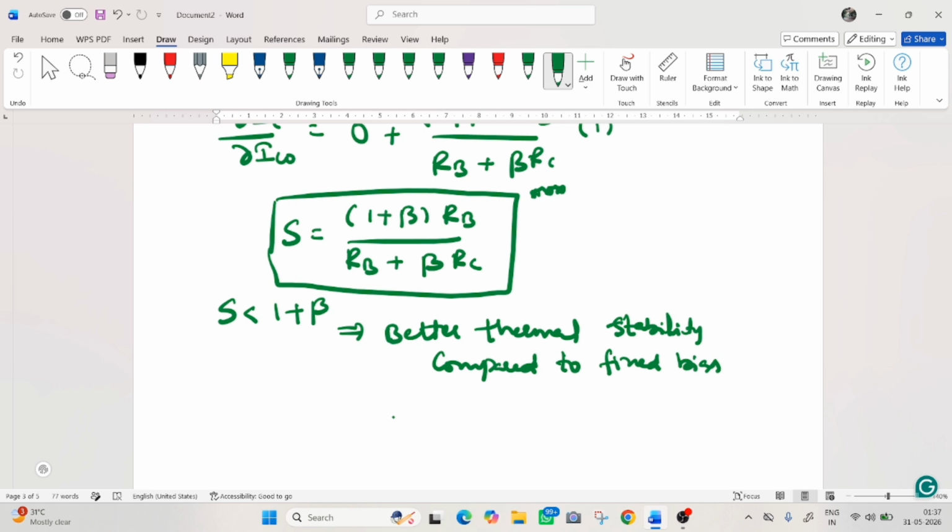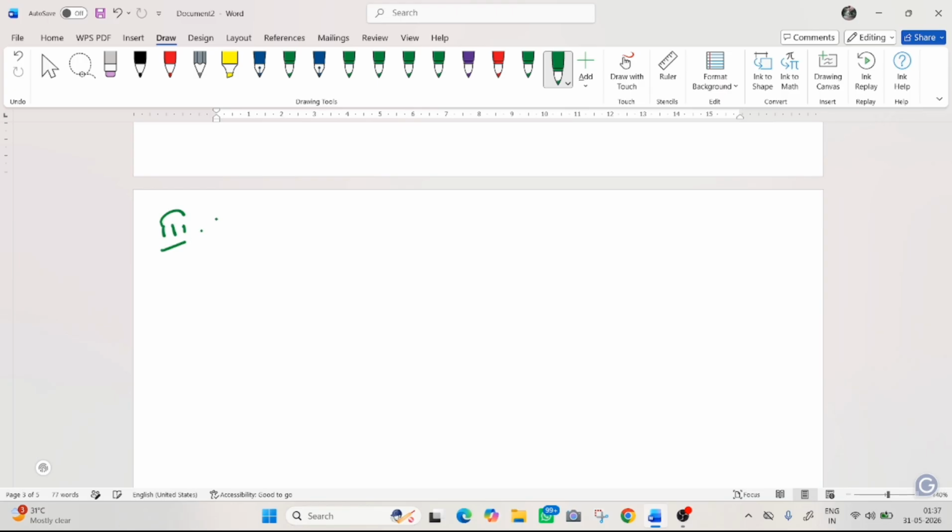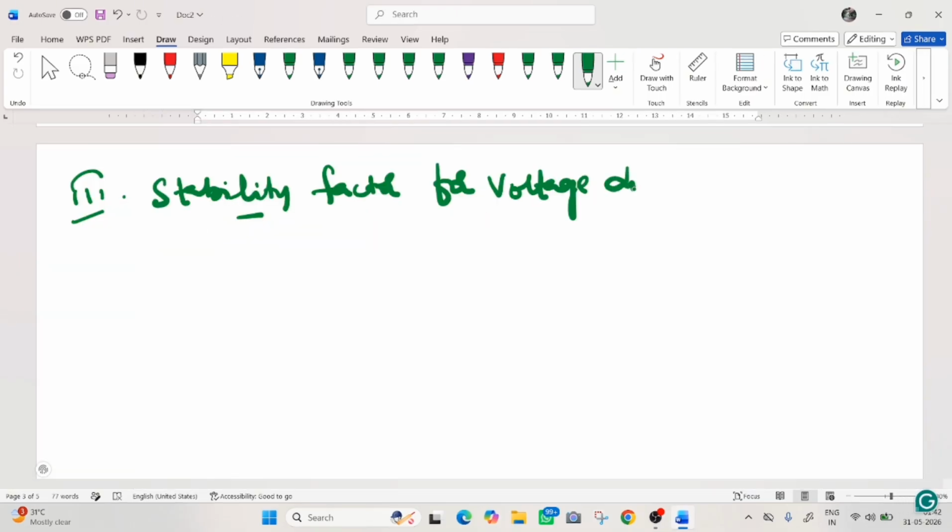The next part is we'll try to find the stability factor for voltage divider bias. So again, here we have to know the circuit diagram for the voltage divider biasing circuit.